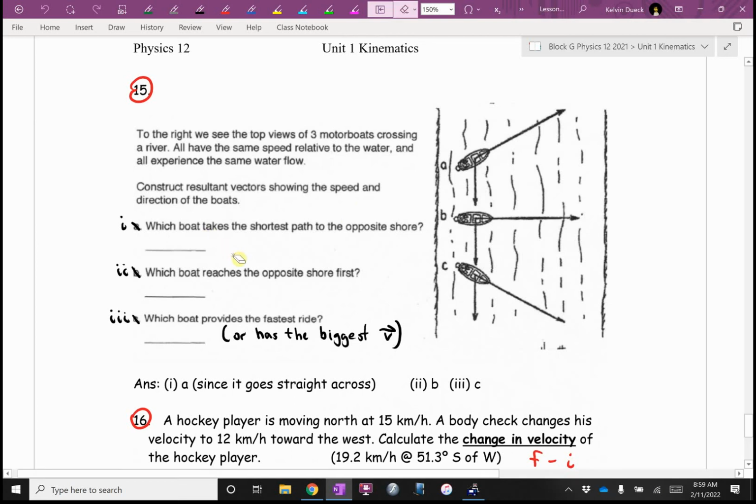Which boat takes the shortest path to the opposite shore? Well, it's going to be A, because A is going to travel in a straight line because it's pointing into the current. It won't get across the fastest, but it'll travel the shortest distance. Which one's going to reach the opposite shore first? B will. Now, B's going to end up down there, but it's channeling all of its velocity into making the crossing. It'll cross in the least amount of time, but you'll just have to schlep upstream to end up where you want.